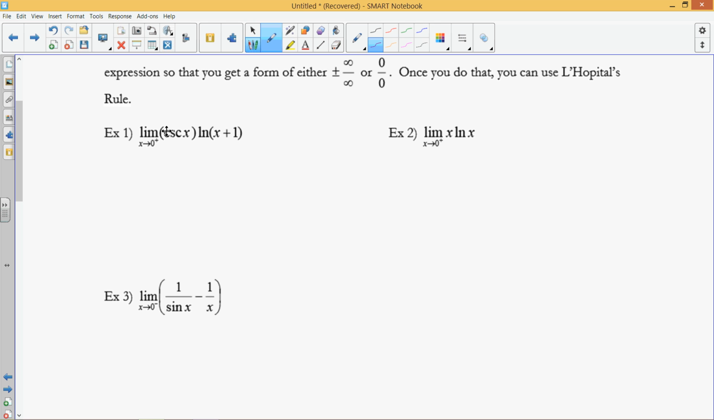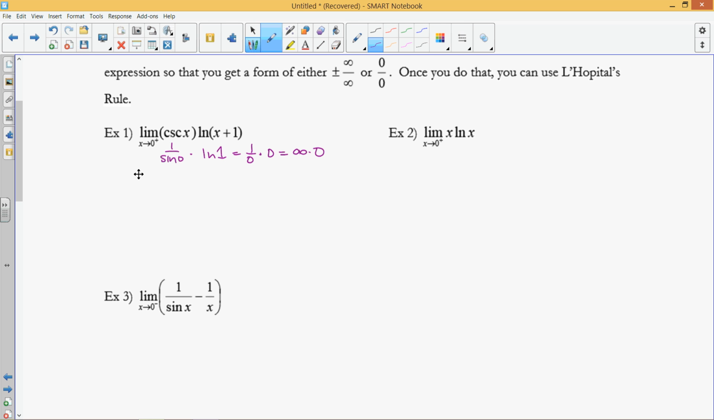If I have the limit as x approaches 0 of cosecant x times ln(x + 1), if I were to plug in 0, cosecant x is like 1 over the sine of 0 times the ln of 1. Well, 1 over sine 0 is kind of like 1 over 0. ln 1 is 0, so this is kind of like infinity times 0, which is indeterminate.